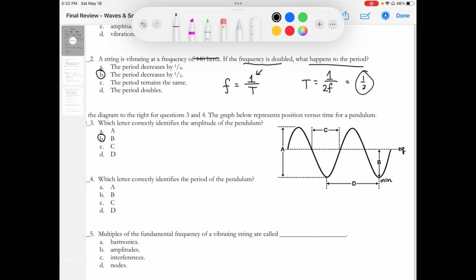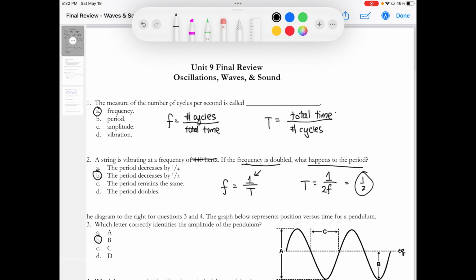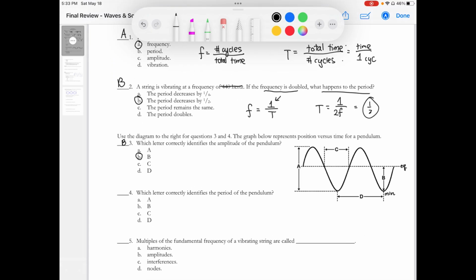The time period is the total time over number of cycles, or you could also think of it as the time per one cycle. So I got D for this. It's how long it takes to go one up and one down, one complete cycle and back again.